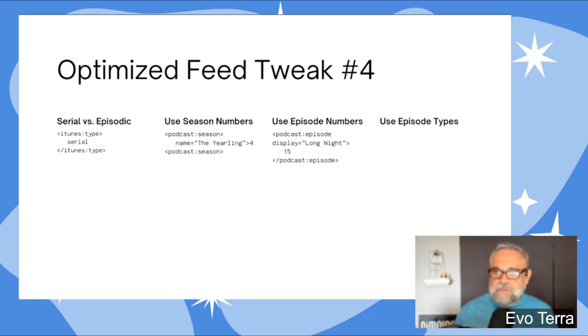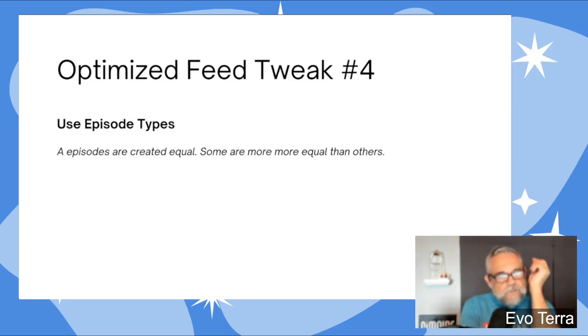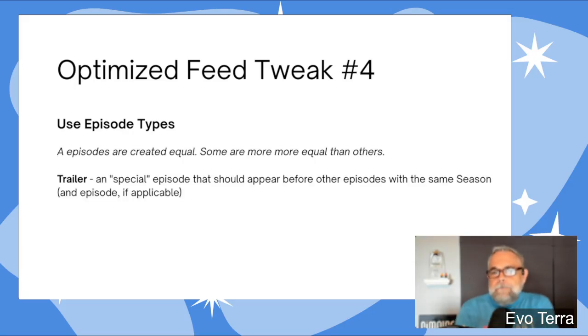Tweak number 4, episode types. Episode types tell the listening apps that some episodes of your show are special. To quote the late, great Orwell, all episodes are created equal. Some are more equal than others. If you know the reference, wonderful. There's 3 types of episodes, and by default, everything is just a normal episode. It'll default down to something called full.